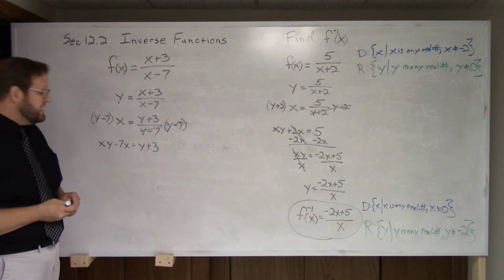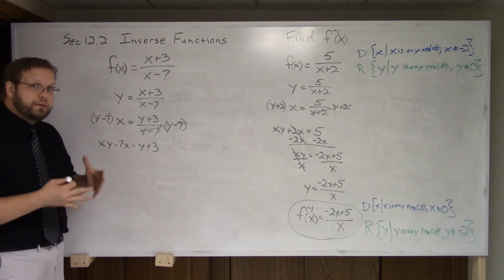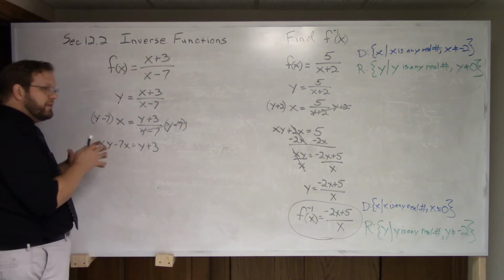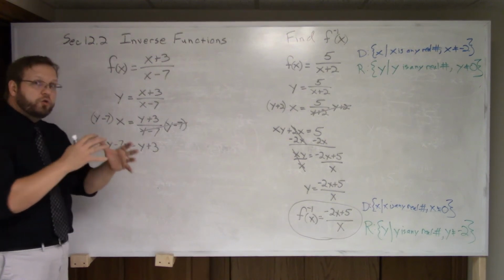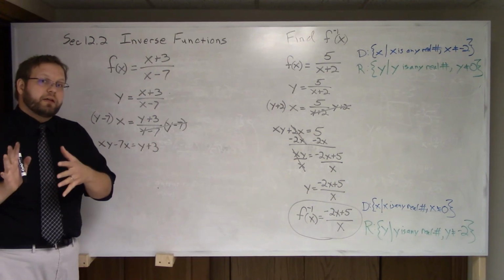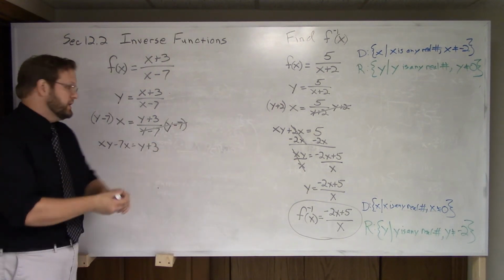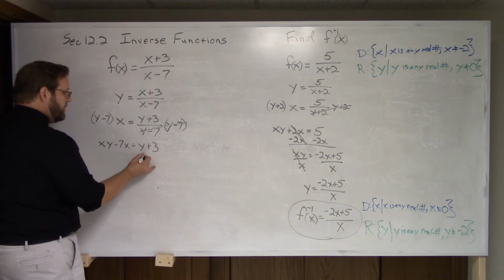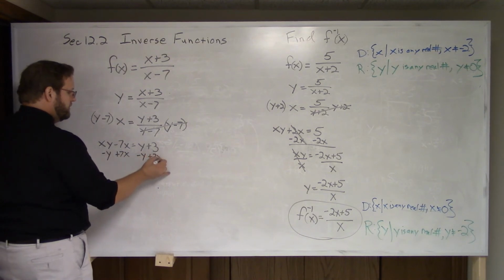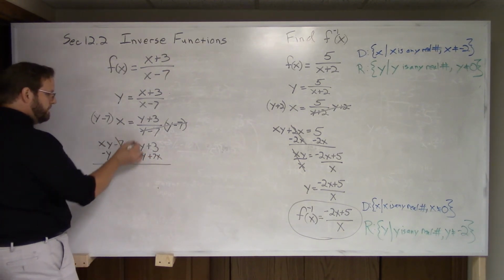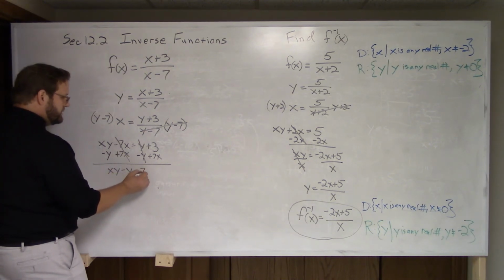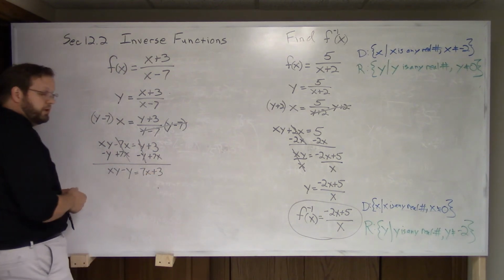Now remember, here you are trying to solve for y. You want y to be by itself. There's two terms with a y in it. So the next thing you need to accomplish is get all the y terms together. You can't isolate the y when there's two of them. But you can get all the y terms together and then all the non-y terms on the other side. So I'm going to subtract y and then add a 7x. So I've got xy minus y equals 7x plus 3.